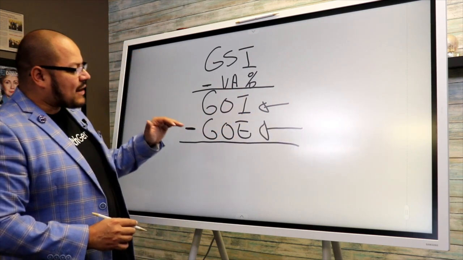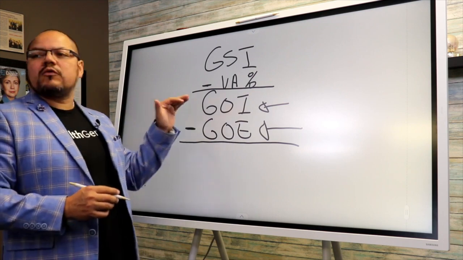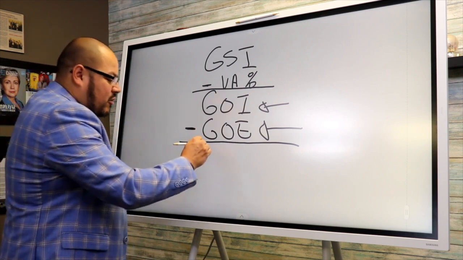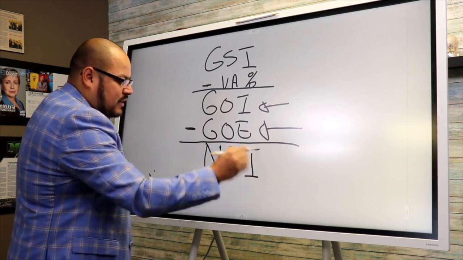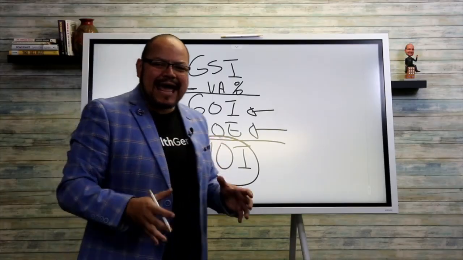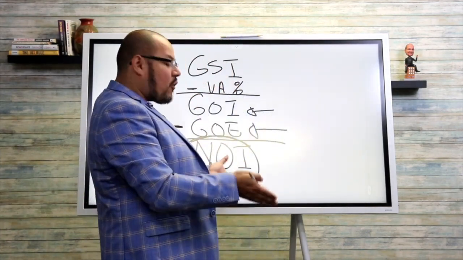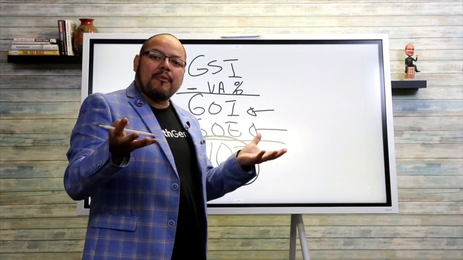So once you've subtracted your gross operating expenses from the gross operating income, we get our net operating income, NOI. So that is the performance of your property.